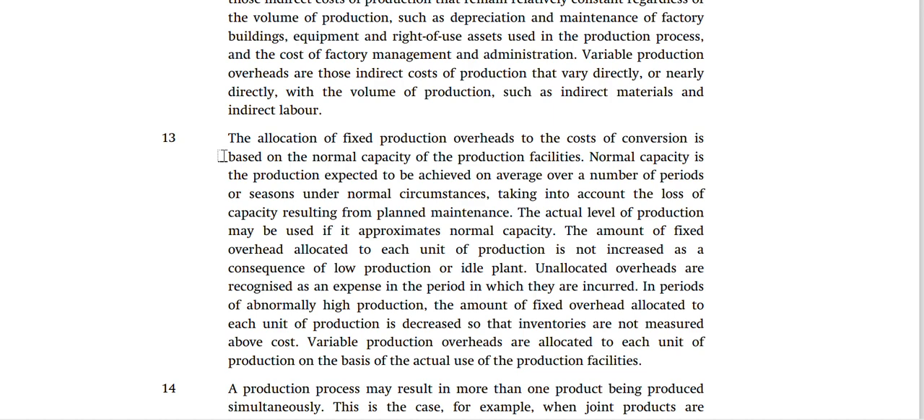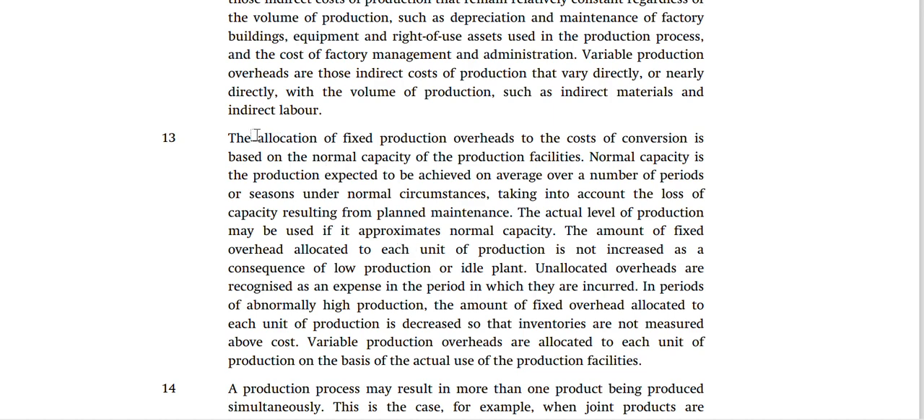The actual level of production may be used if it approximates normal capacity. The amount of fixed overhead allocated to each unit of production is not increased as a consequence of low production or idle plant. Unallocated overheads are recognized as an expense in the period in which they are incurred. In a period of abnormally high production, the amount of fixed overhead allocated to each unit of production is decreased so that inventories are not measured above cost. Variable production overheads are allocated to each unit of production on the basis of the actual use of the production facility. So when we're looking at paragraph 13, it talks about the allocation.